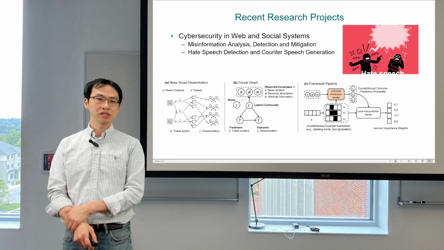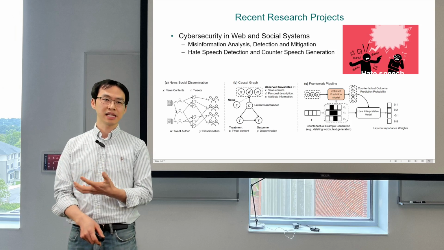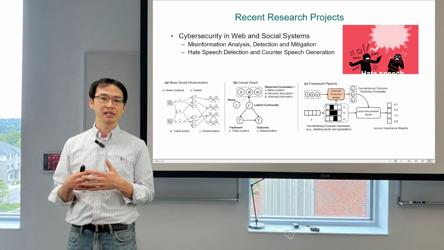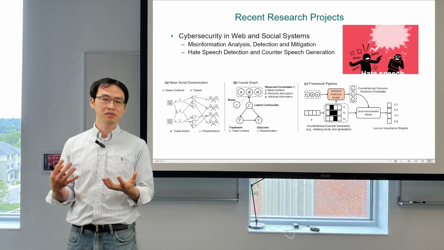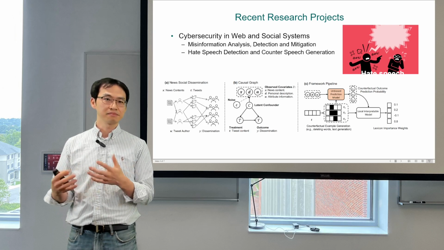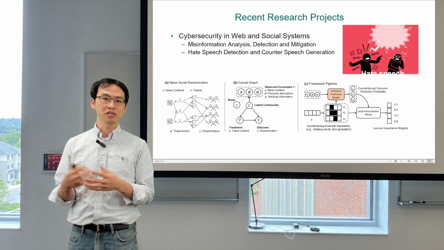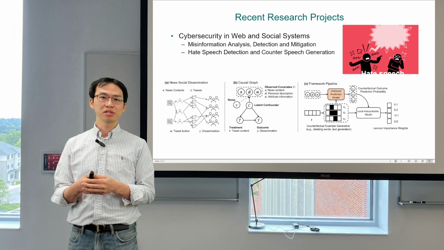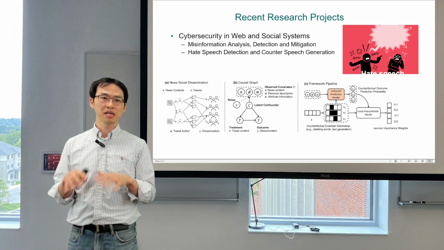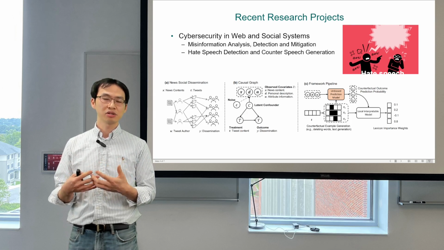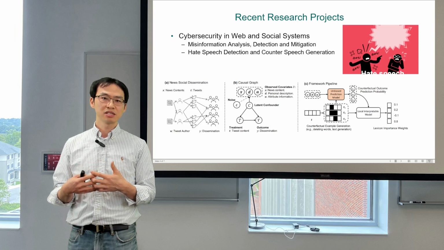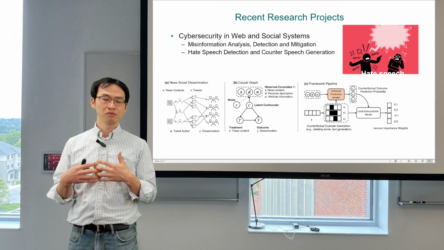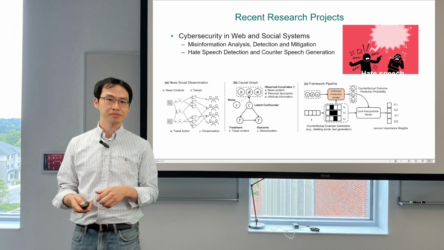Another research topic we have been working on is hate speech detection. As you know, the world is getting separated because of maybe religious or political reasons, and a lot of tension is happening in society. So as computer scientists or data scientists, we want to identify hate speech online in the digital world. And another way to mitigate the impact of hate speech is generating counter speech, so that we can reduce the tension of hate speech.